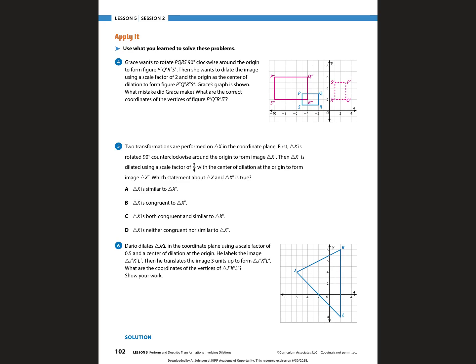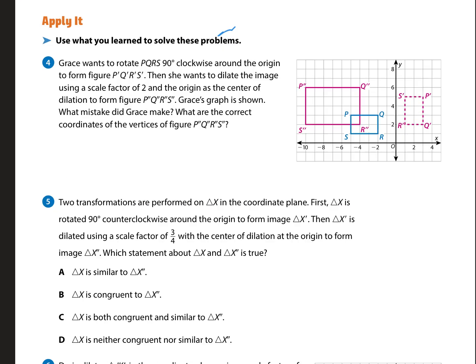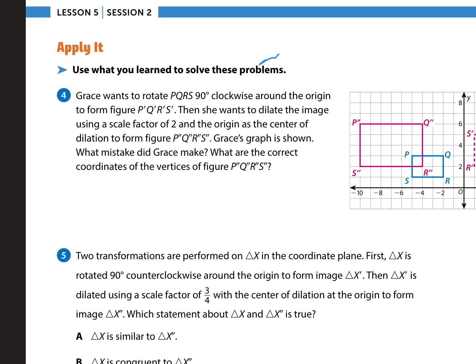Okay, so now we are in session 2, page 102. We're just doing some practice. There's nothing new. We are just applying what we know about dilations and the 3 rigid transformations. So number 4, we're going to annotate, and you want to make sure that when you're annotating, you're doing these steps.